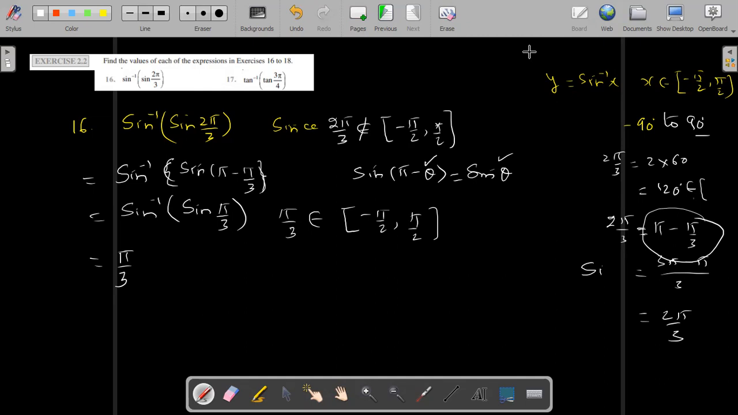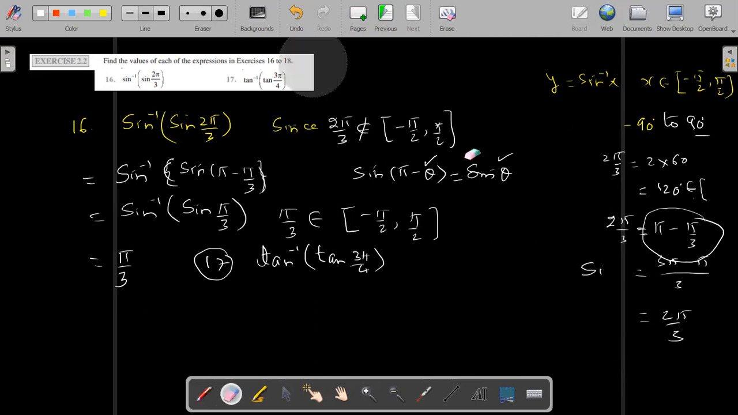Similarly, question 17: tan inverse tan 3 pi by 4. And what is the range for tan? We have to check the range of tan, which is again minus pi by 2 to pi by 2, but not included for tan. The range is minus pi by 2 to pi by 2.